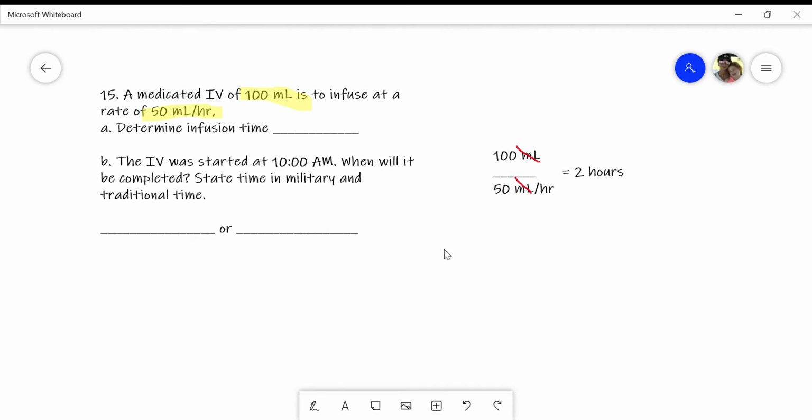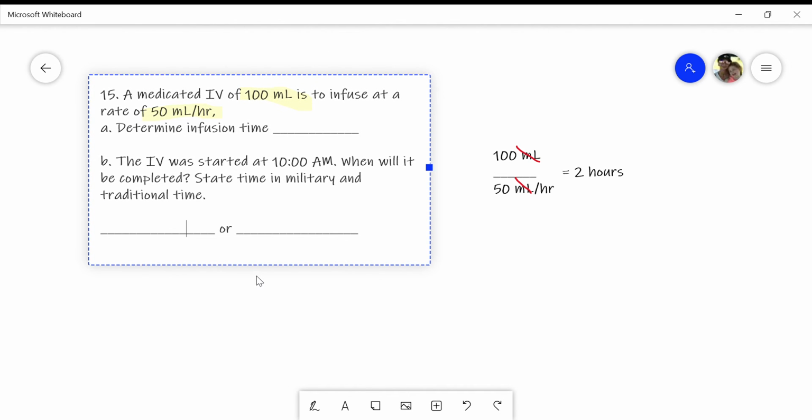And then if it's saying we started at 10 a.m., and what time will it be completed? 10 to 11, 11 to 12. So you would be completed at 12 o'clock p.m., or in military time, it would just be 1200.